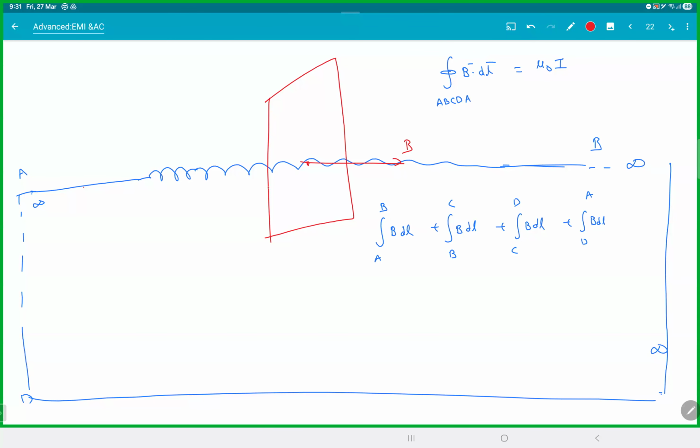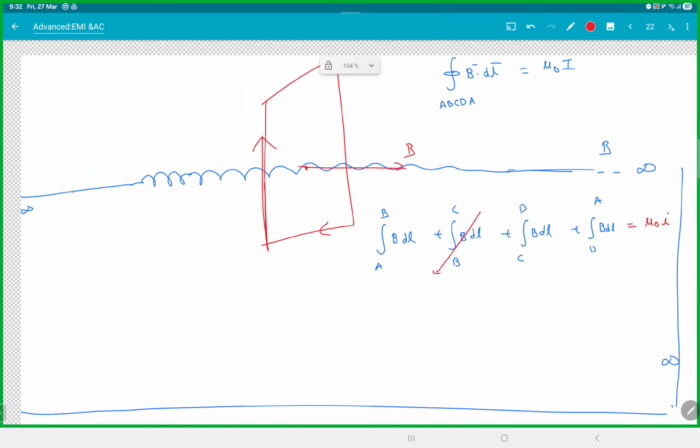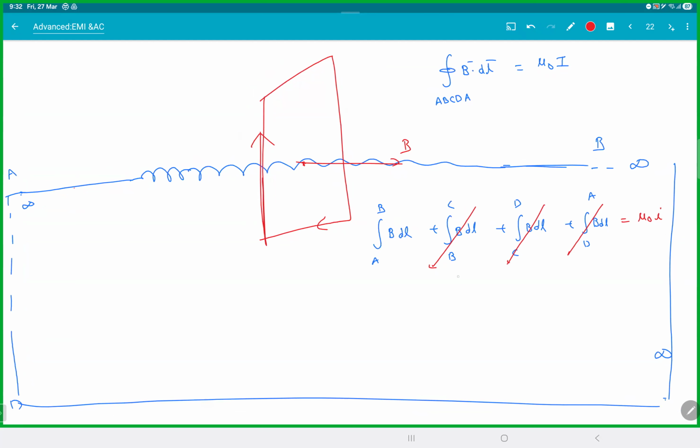This is the only current crossing the loop, which is equal to mu naught I. Can you see how we're doing this? Through this loop, there's only one current coming out of this loop. This term is zero, this term is zero, this term is zero because all are at infinity. If you're at infinity, there is no magnetic field there. So that is the thing of taking this.